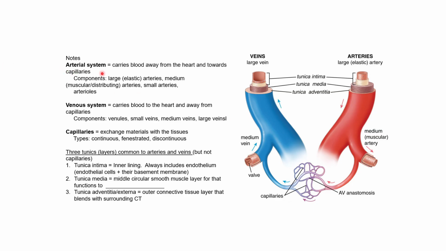So we have the arterial system that's divided into different arteries of different size, the venous system again, and the capillaries here, which are also of at least three types. Some of them are continuous tubes, some of them are fenestrated, and some of them are discontinuous or irregular in shape, sometimes called sinusoidal.